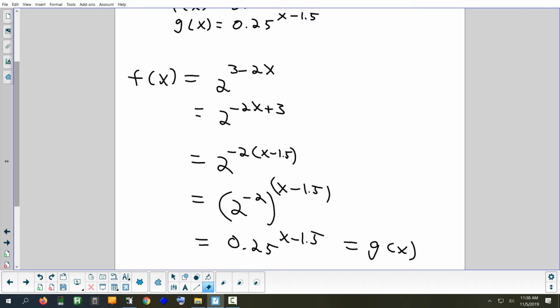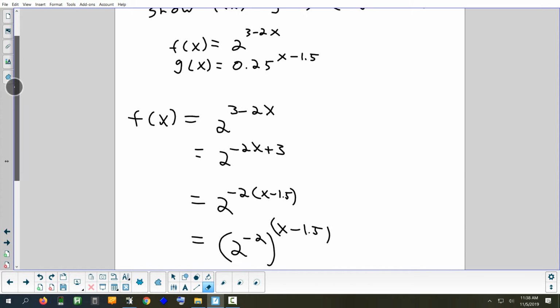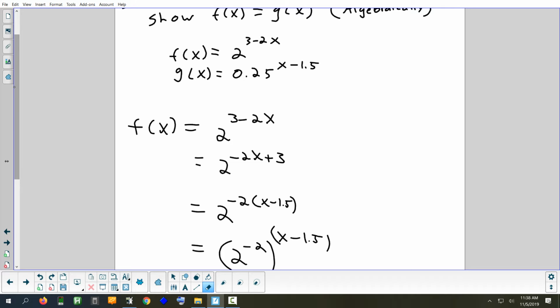So the reason you might have to do that is if you have to compare functions. Like, you might look at that and say, oh, well, one's growth, one's decay. No, they're exactly the same thing. There's no difference between the two.